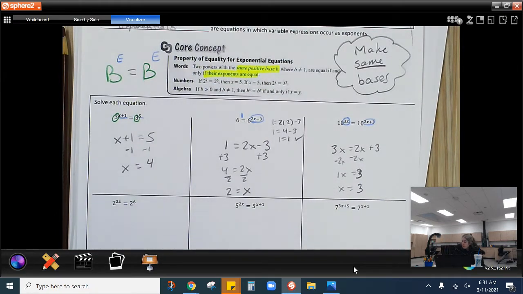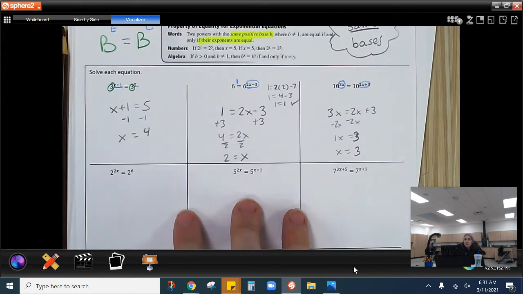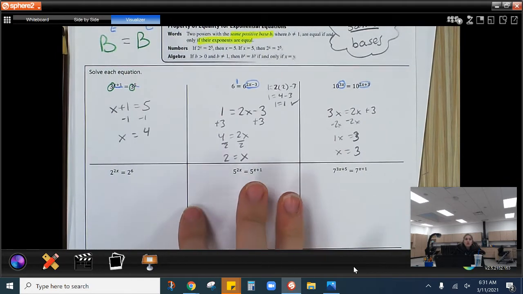It's awesome. All right, I'm going to switch over to the back side. I want you guys to try these 3.